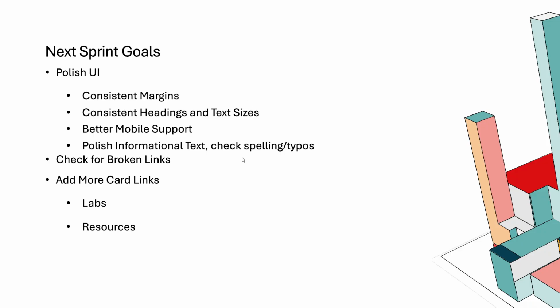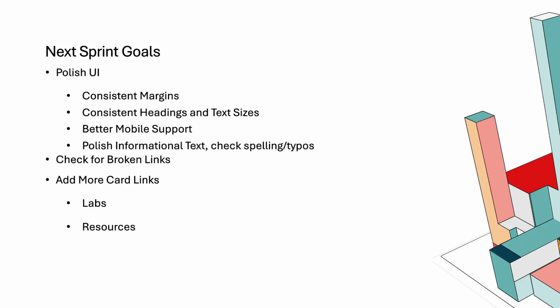So for next sprint, our main goals are really just to polish what we have, especially make sure all those finer details about margins and headings, font sizes, make sure it looks good on mobile, and then to check to make sure all of the links are correct and the information is correct, and especially not just correct, but this is for a website, right?